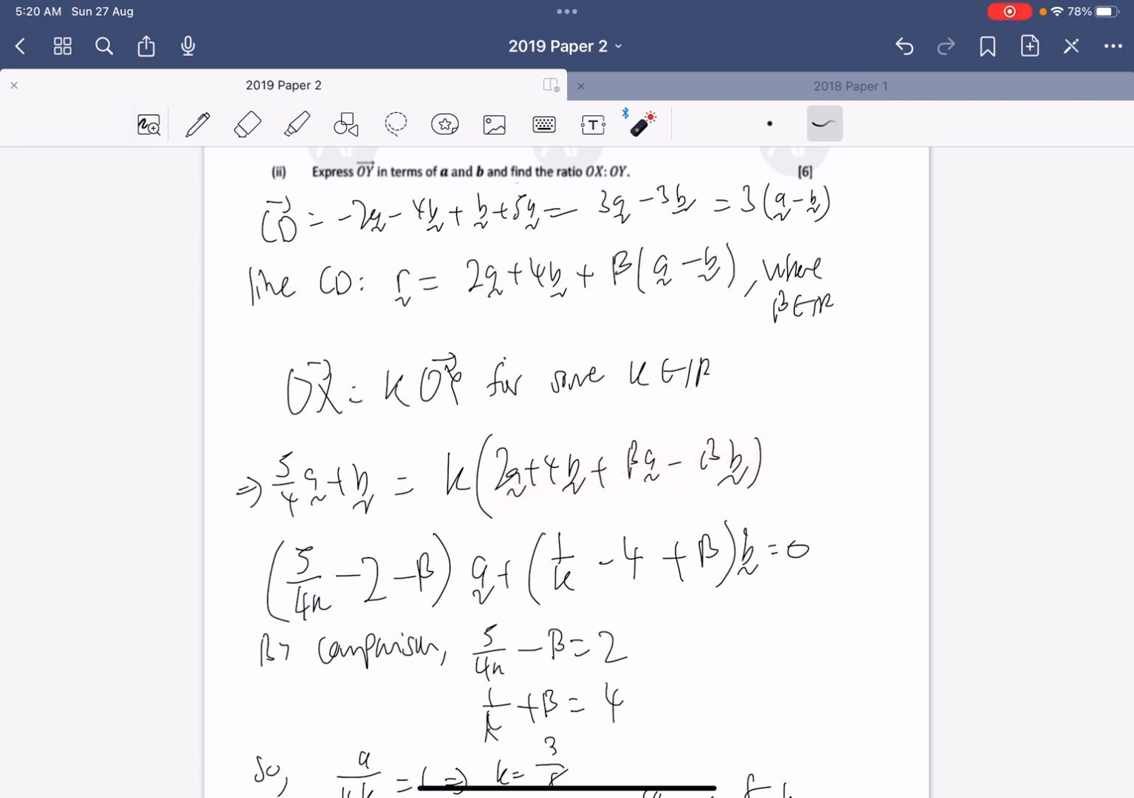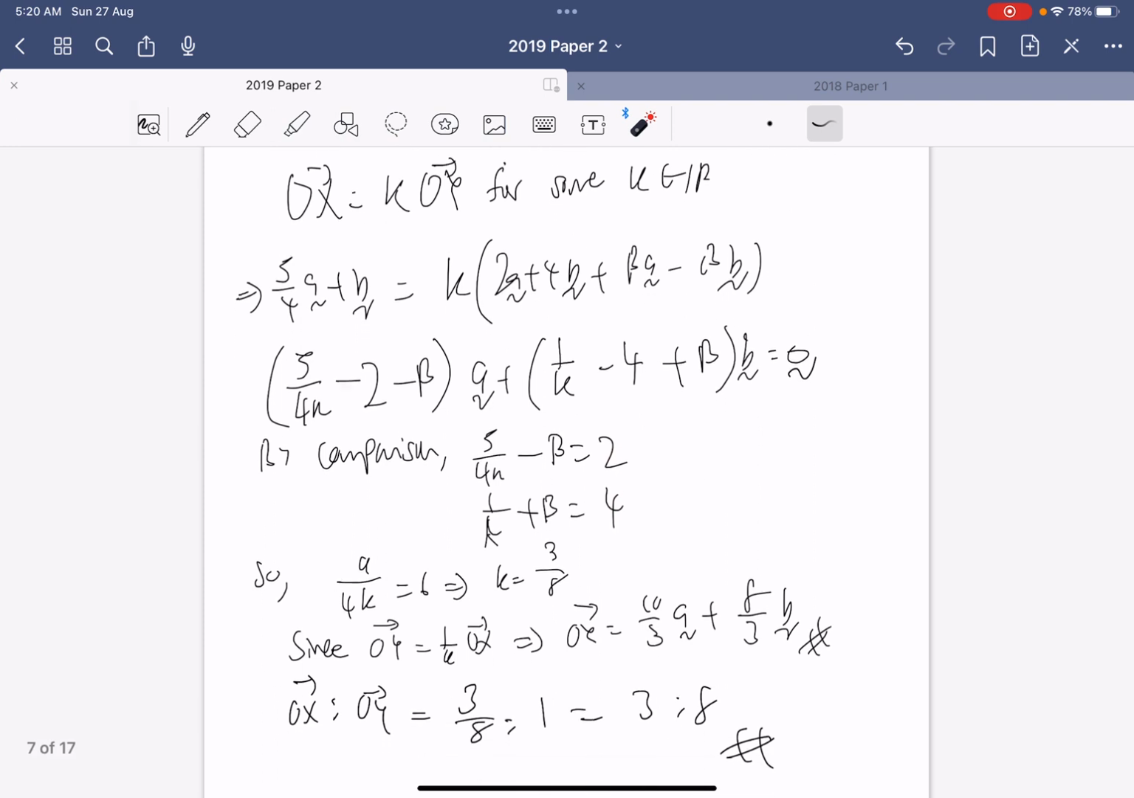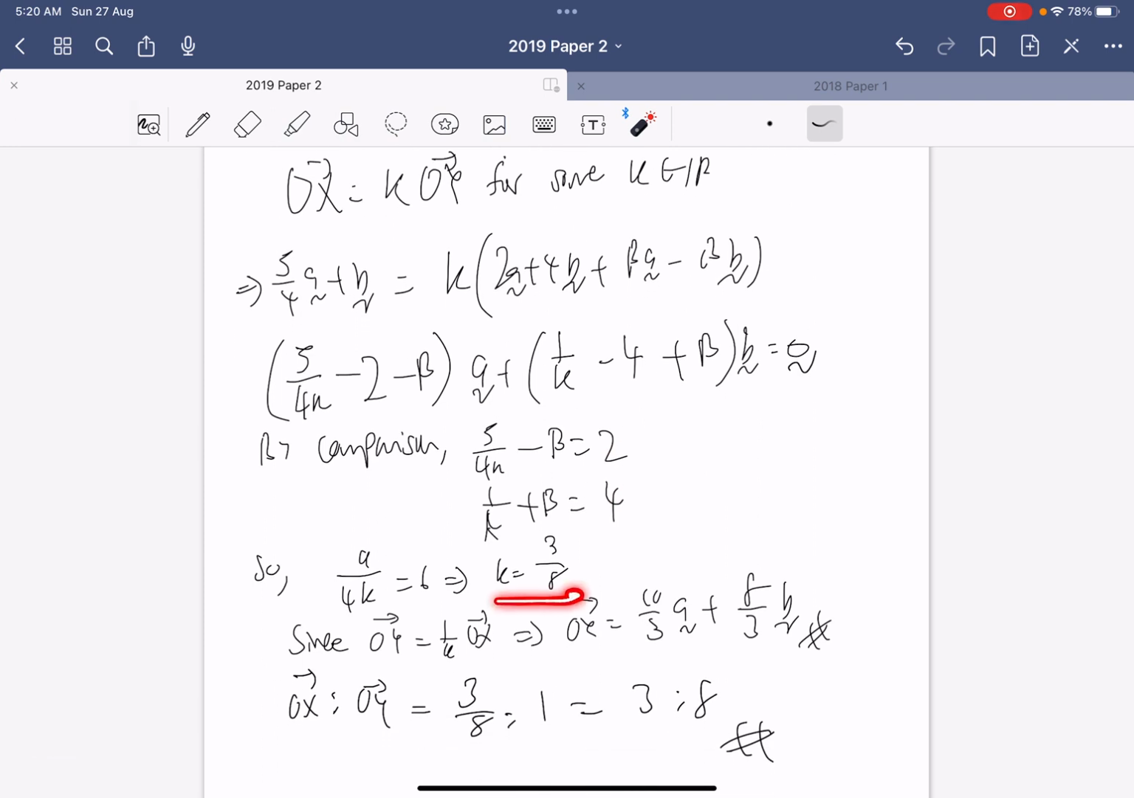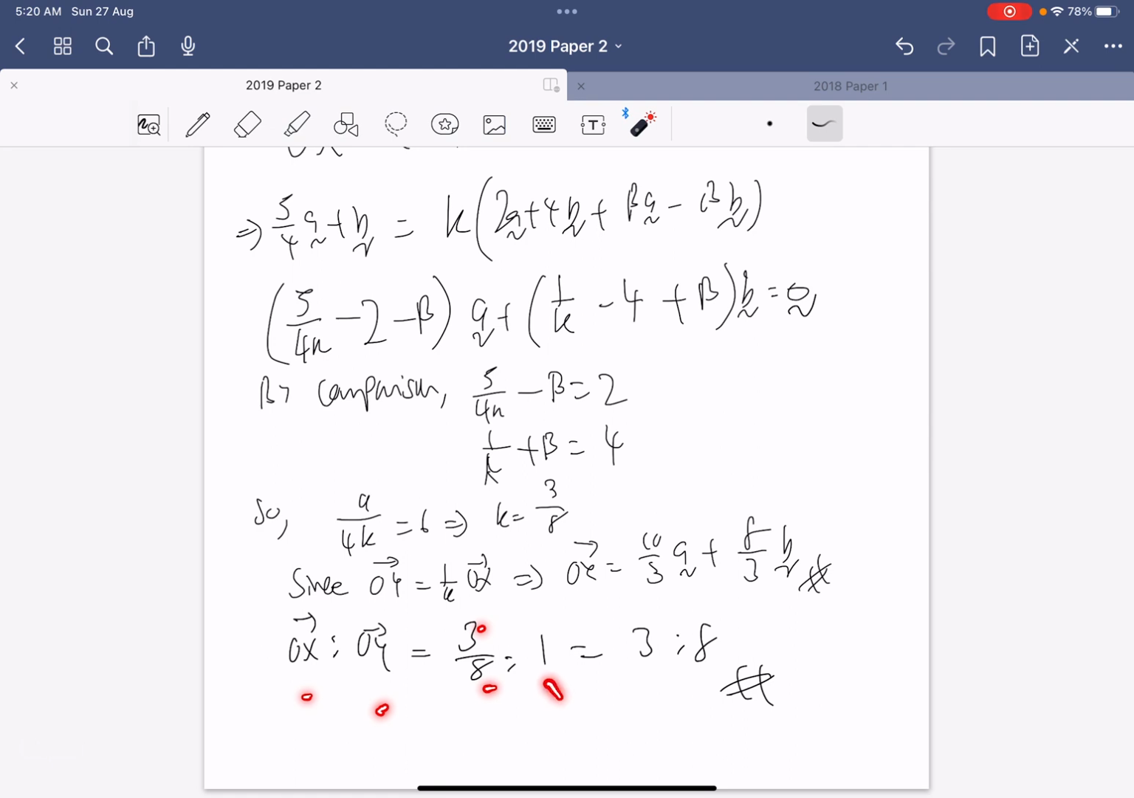And then same thing, now you just shift everything to one side. You see that (5/4 K minus 2 minus beta) A plus (1/K minus 4 plus beta) B equals 0. And by comparison, this means that 5/4 K minus beta equals 2 and 1/K plus beta equals 4. So this allows you to find what K is, which is 3/8. And with that, you can find OY, because now you know that OY equals 1/K OX. So OY must equal 10/3 A plus 8/3 B. And so the ratio of OX to OY is just 3/8 to 1, which means that it's 3/8.